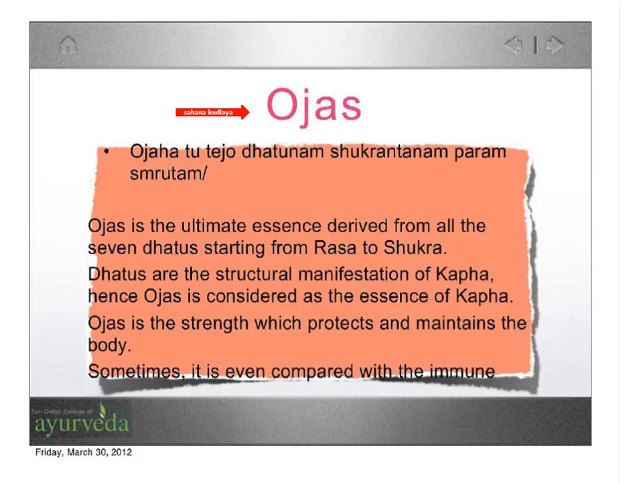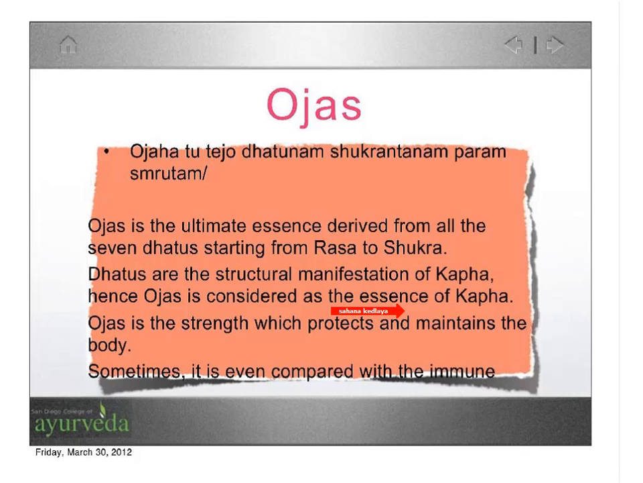Now what are these dhatus? Dhatus are nothing but the structural manifestations of kapha. Hence, Ojas is considered as the essence of Kapha. This is like proving LHS equals RHS when we solve a math equation. So Ojas is the essence of the dhatus, and dhatu is nothing but the manifestation of Kapha. Hence, Ojas is considered as the essence of Kapha.